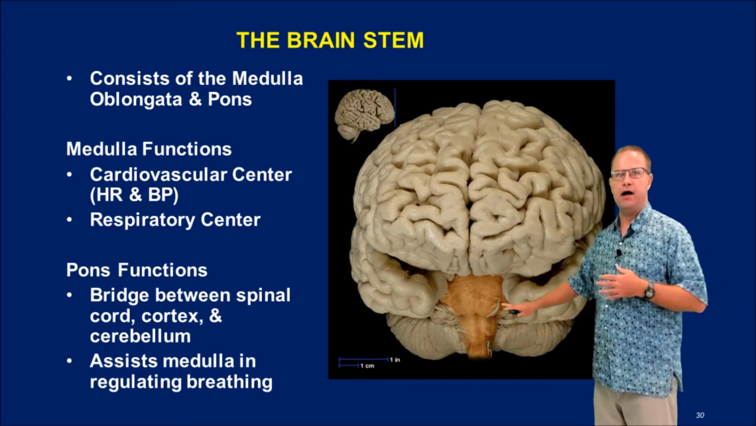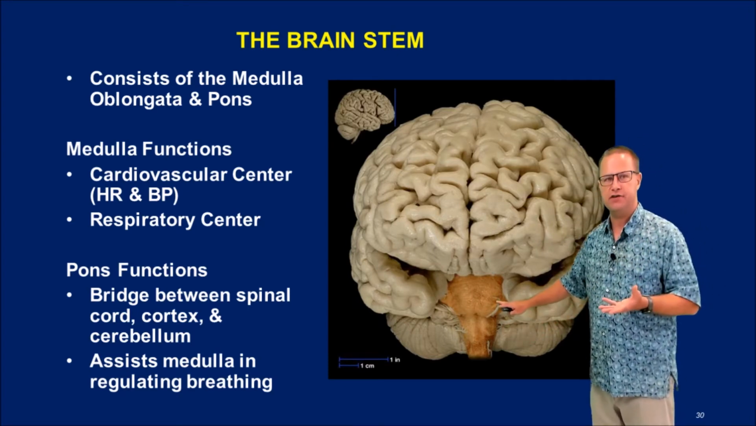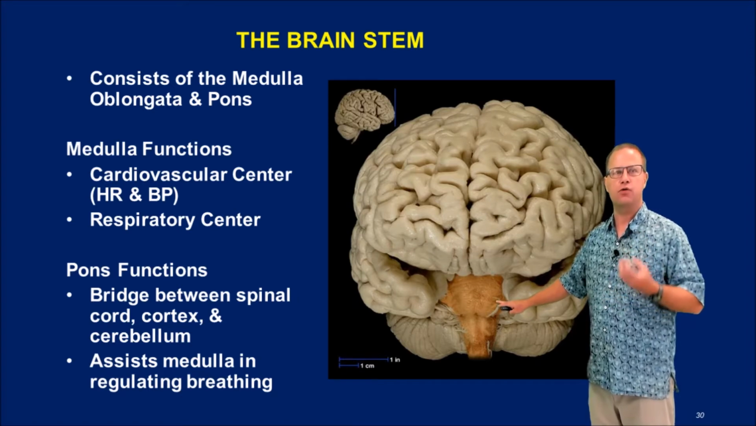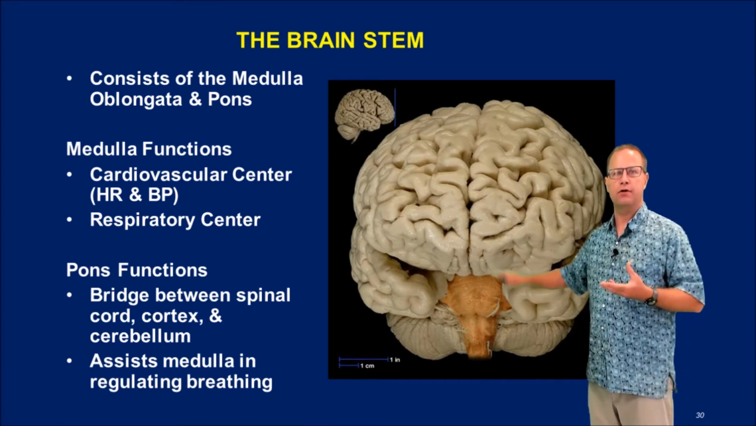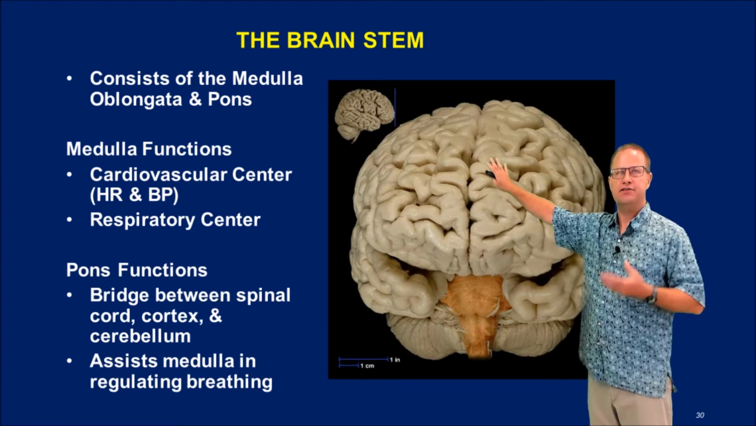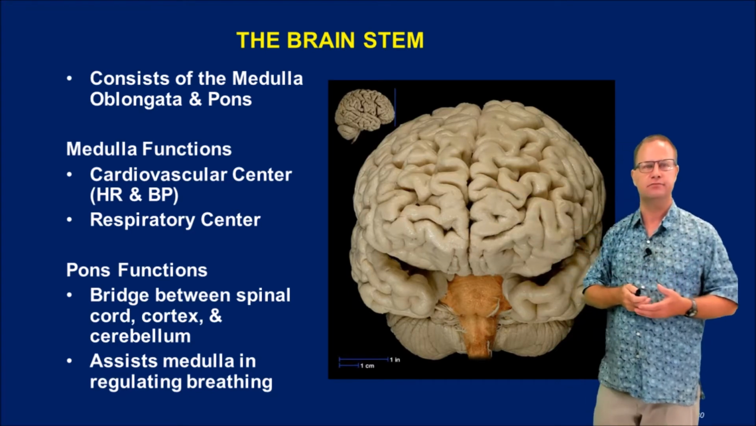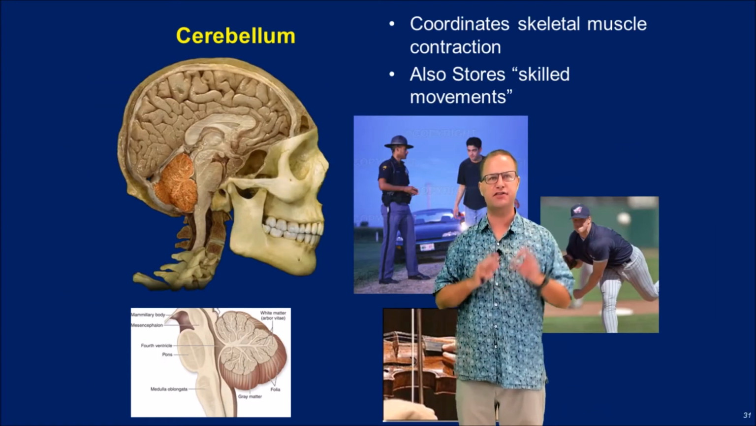It controls heart rate and blood pressure, which keeps us adequately perfused, and it also is one of our respiratory centers. The pons, on the other hand, also aids in respiration, but it's also a bridge or gateway between the spinal cord and the cortex, the higher areas of the brain. So pons literally means bridge.